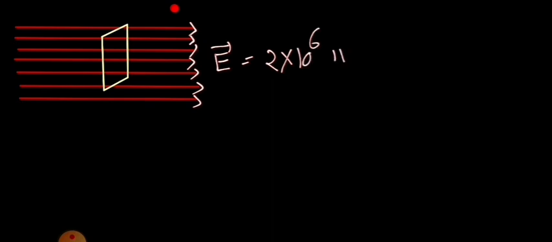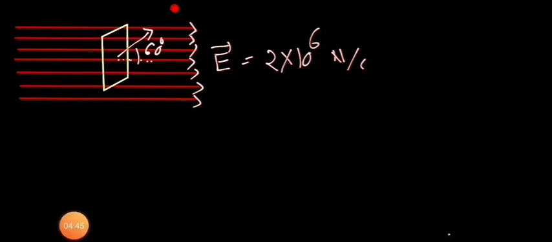So, this is a uniform electric field, and its value is given to us as 2 into 10 to the power 6 Newton per Coulomb. There is a small square frame whose area vector, perpendicular to the surface like this, makes an angle of 60 degree with the electric field direction. Find the flux due to this electric field passing through this square area considered.